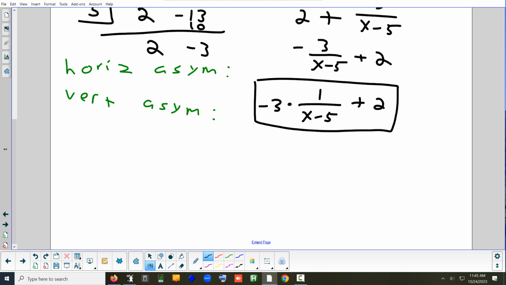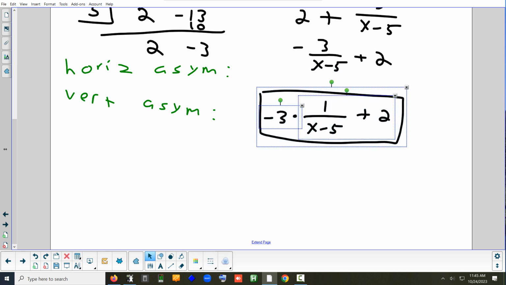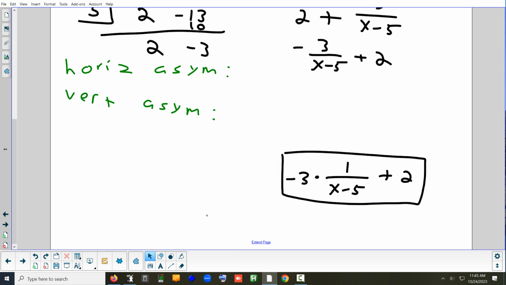Okay, let's actually write down what they want first: the horizontal asymptote. Let me move this so I have a little space. What's going to be my horizontal asymptote? Let x get really, really big and tell me what's going to happen.